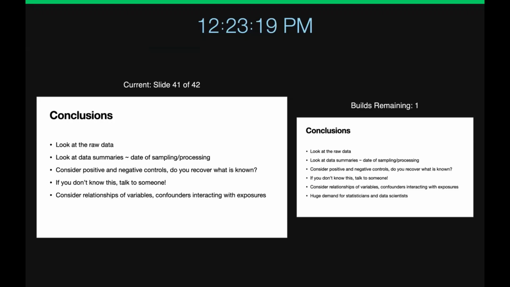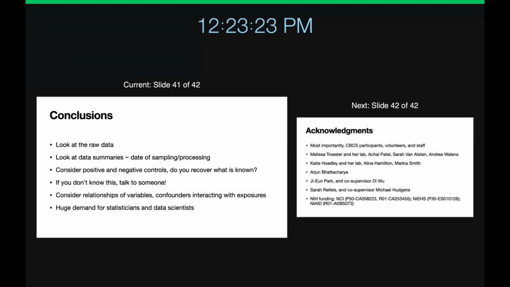Consider relationships of variables, confounders potentially interacting with exposures. And I just want to say, I showed a couple of studies and questions we've been trying to answer. There's huge demand for statisticians and people who can work with data. So it's a great time to be doing applied research.